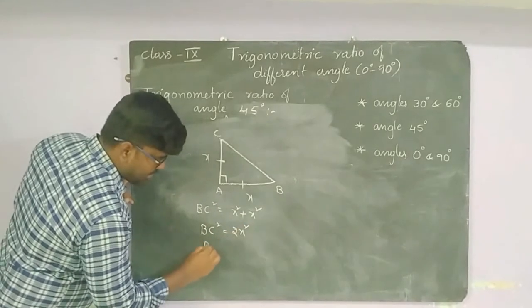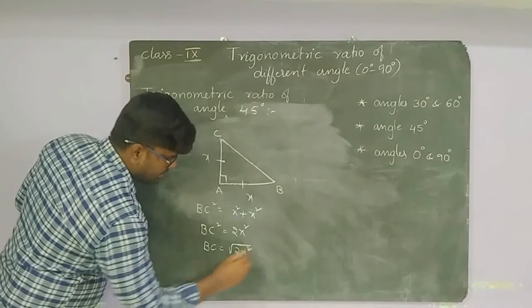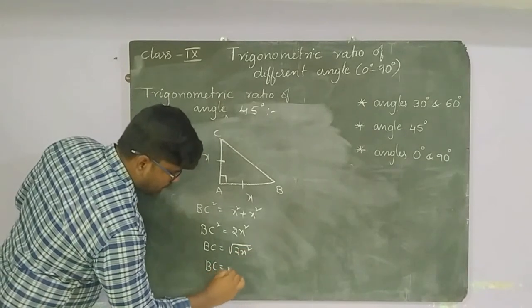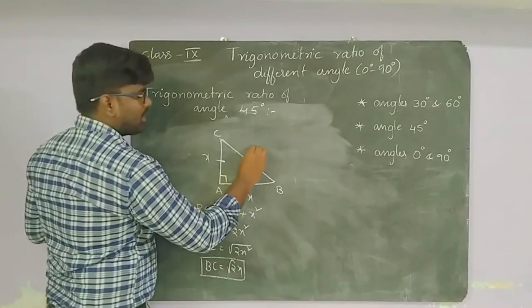Square will go to that side, meaning square root. It will become square root of 2x square. When you simplify this one, BC is equal to root 2 x. It will become root 2 x.